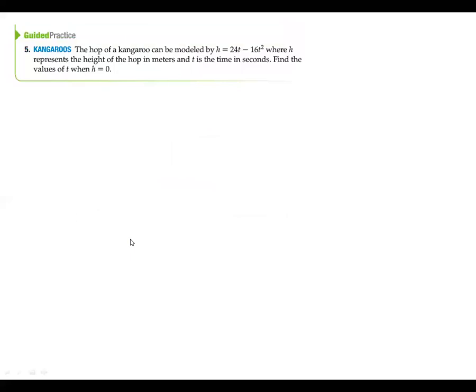All right, the hop of a kangaroo can be modeled by h equals 24t minus 16t squared, where h represents the height of the hop in meters and t is the time in seconds. Find the values of t when h is 0. Okay, go ahead and pause the video.